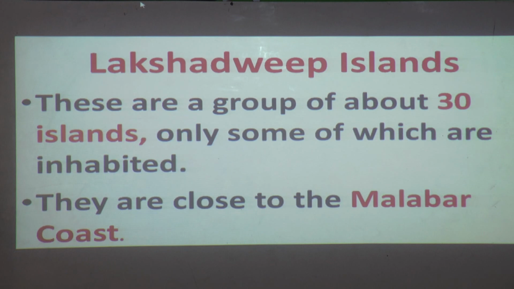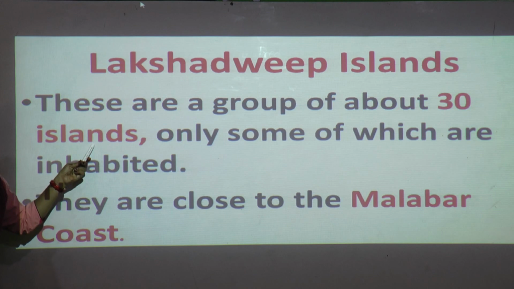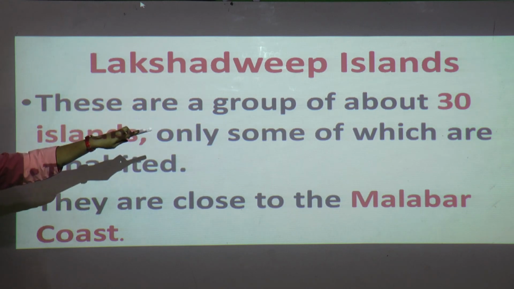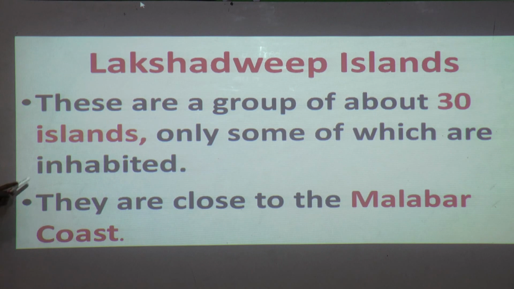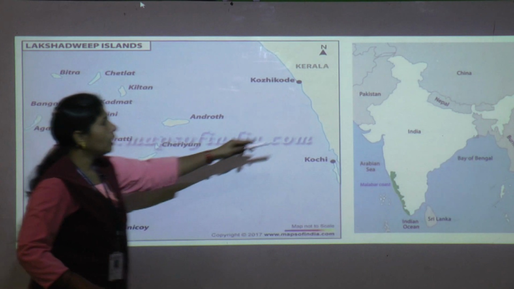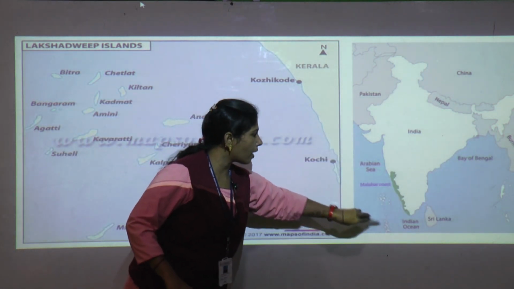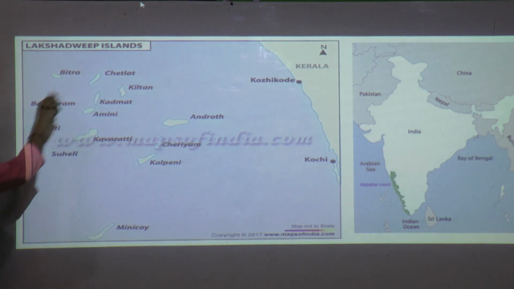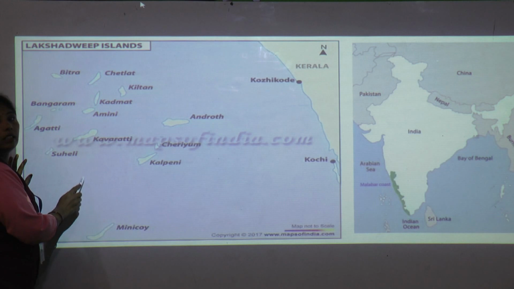So how many Lakshadweep Islands are there? About 30 islands, whereas in Andaman and Nicobar Islands we have about 300 islands. Only some of the Lakshadweep Islands are inhabited. They are very close to the Malabar coast. This is our India map, this is our Malabar coast, and here we have the Lakshadweep Islands. These are small islands.